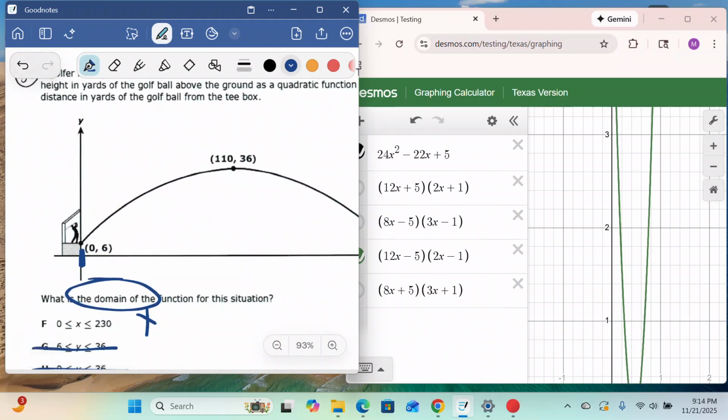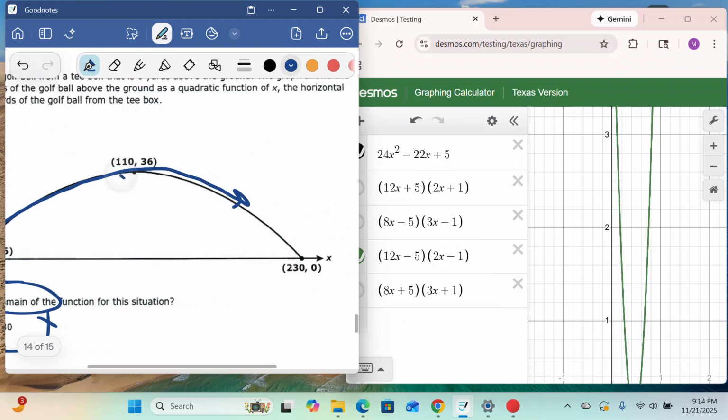And he's going to hit the ball, and it's going to go on, and then it's going to start dropping. And that is an example of a quadratic. And this right here is 230.